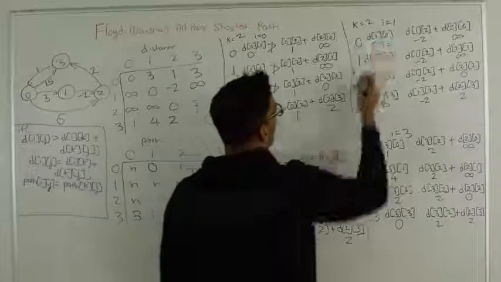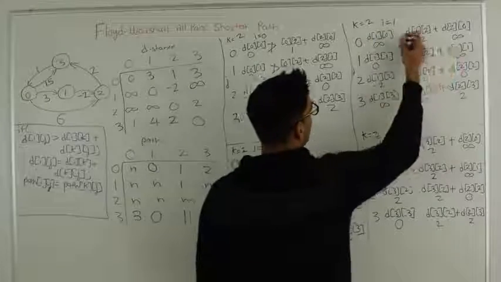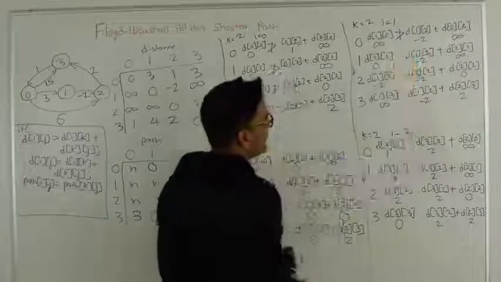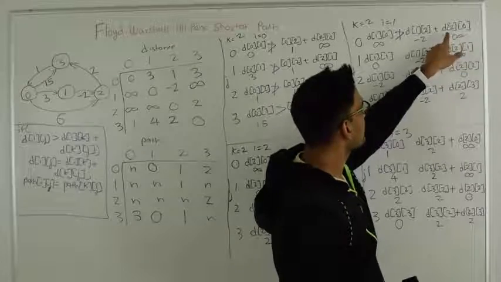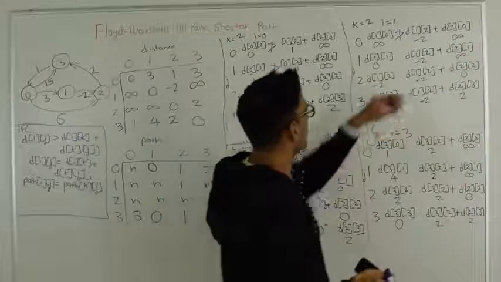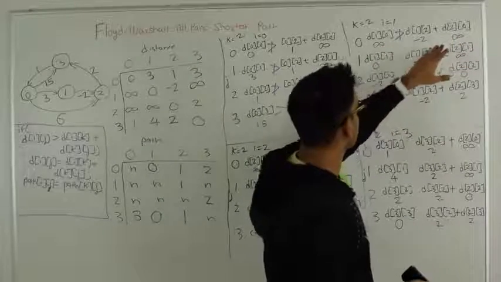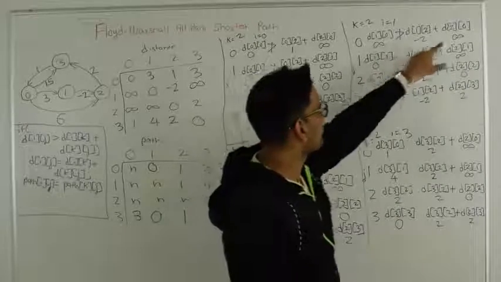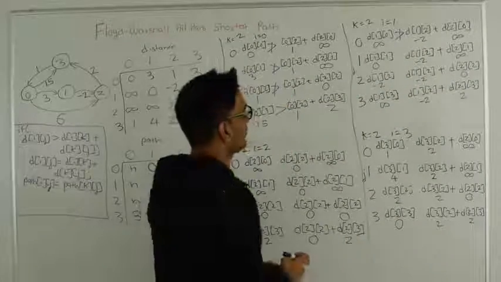Then moving on for i equal to 1, is infinity greater than minus 2 plus infinity? No. This infinity indicates that there is no path from 0 to 2, which means that you cannot use this edge. So you cannot use 2 as an intermediate between 1 and 0.